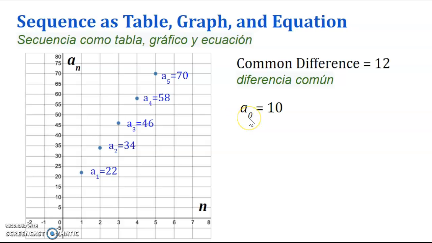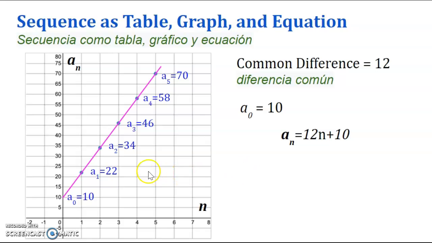And so then to figure out what a sub 0, or the 0th term, is, we are not going to add 12 to the first term, but we're going to subtract. Okay, we're going to go the opposite direction. So we're going to subtract 12 from 22, and you get the 0th term to be 10. So that's the point right there. Okay, and then from there, we could figure out what the equation was. So this just sums up what we discovered ourselves.